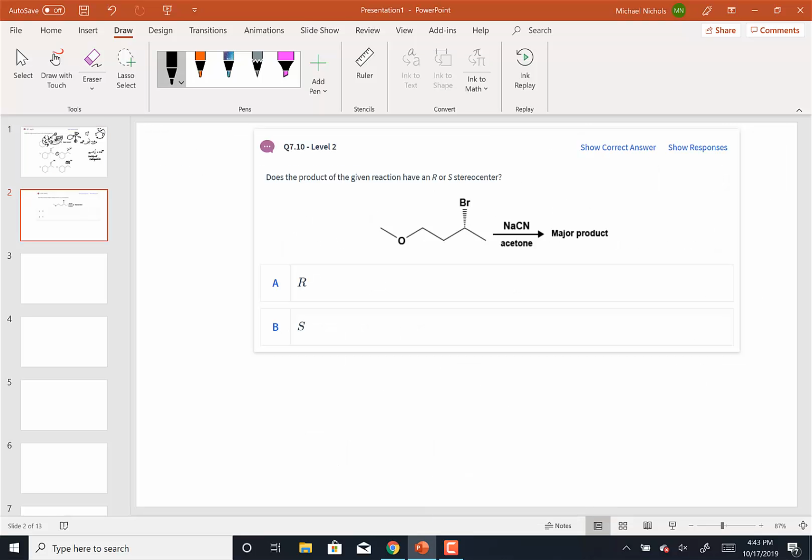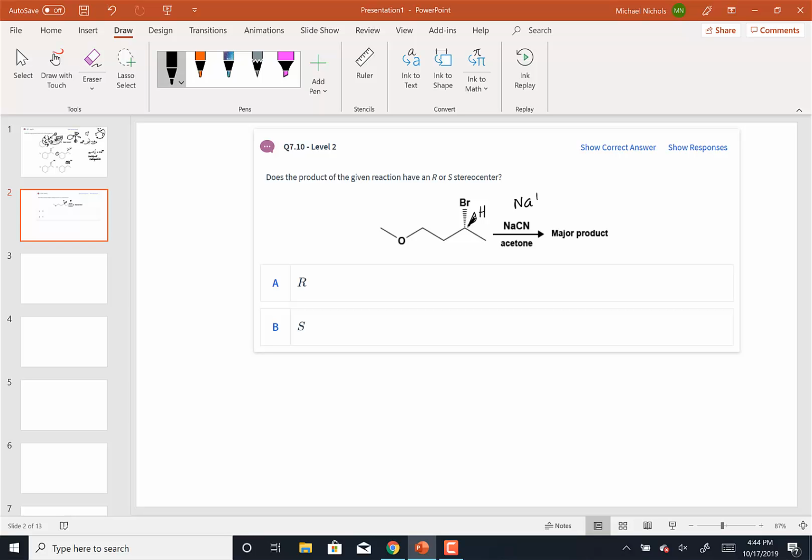In the follow-up question, it asks, what about this problem? And so in this problem, we're going to do the same thing. Only in this case, they asked, is the product of the given reaction R or S in its stereochemistry? So let's just go ahead and write the product and see what we get. So here is the original molecule. Whenever you don't see the hydrogen, look at the molecule. We'll always have 2 bonds in the plane and then a bold and a dashed wedge. So if you're missing the hydrogen, it has to go on either the bold or dashed wedge, whichever one is not shown.